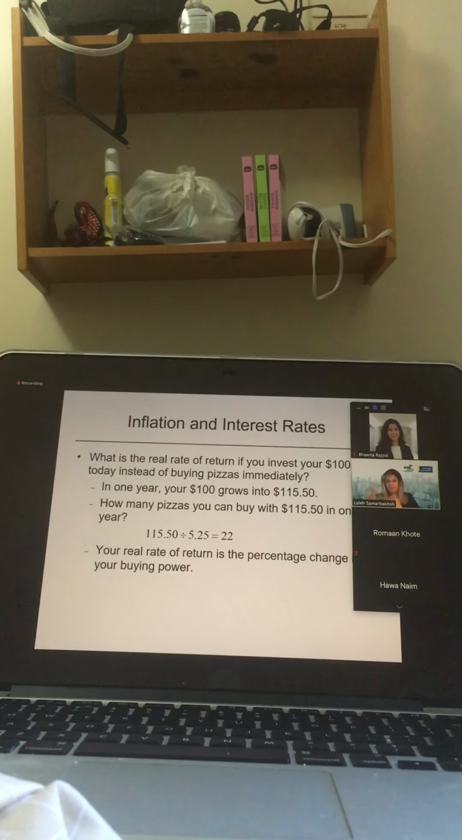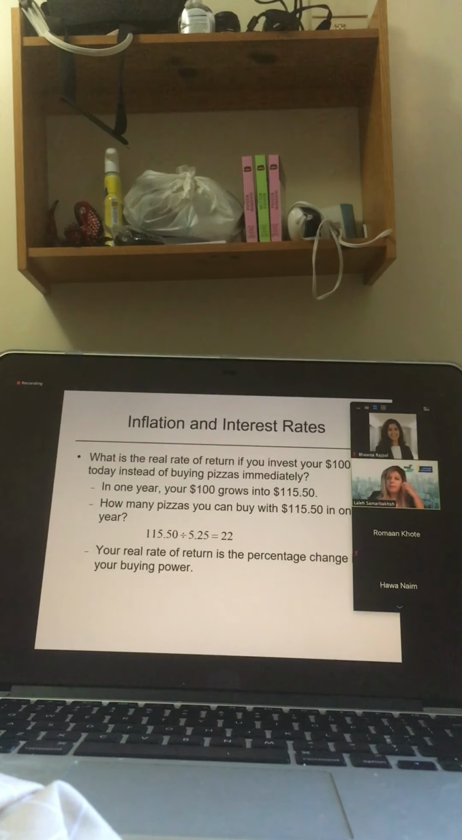If I invest the money and buy pizzas 1 year later, I can buy 22 pizzas. So the question is, what is your real rate of return? Your real rate of return is your real purchasing power, okay? We don't care about the nominal value of money. Is it $100, $1,000? It depends on how many, let's say, cars I can buy with that money today versus 10 years later when I invested.